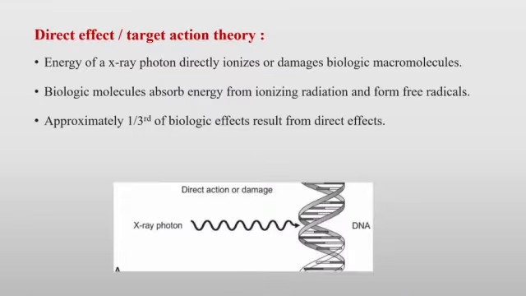Direct effect. When the energy of a photon or secondary electron ionizes a biologic macromolecule, the effect is termed direct effect. They form unstable free radicals with an unpaired electron. These free radicals are extremely reactive and have short lives, so they reform into stable configurations in two ways, by dissociation or by cross-linking. Dissociation means breaking apart and cross-linking is joining of two molecules. Therefore, the biologic molecules differ both structurally and functionally. About one-third of biological effects of X-ray exposure result from direct effects.